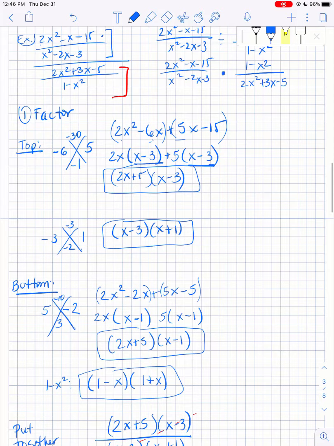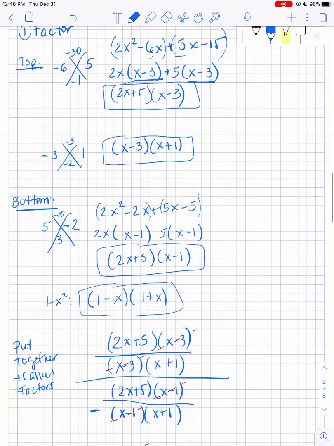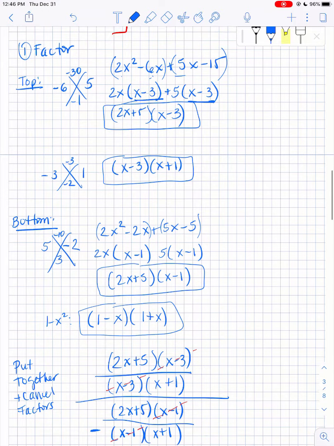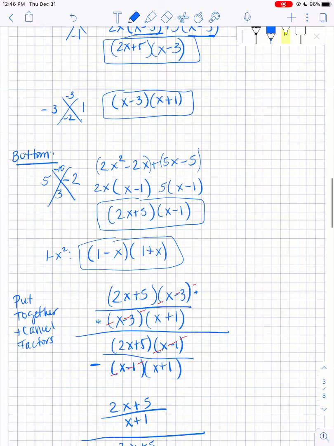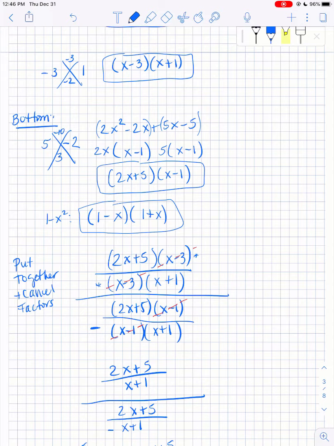The bottom is a difference of 2 squares for my 1 minus x squared. So I have 1 minus x times 1 plus x. And then I just put everything together. So I had 2x plus 5, x minus 3, over x minus 3 times x plus 1. So here I'm able to cancel my x minus 3 and my x minus 3 because they're on top of each other. And then the bottom I have 2x plus 5 times x minus 1.